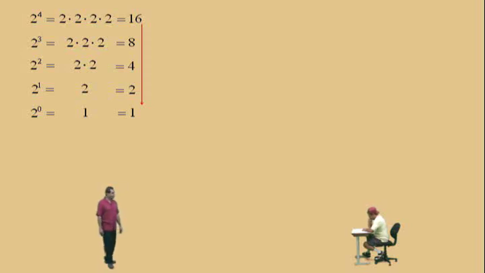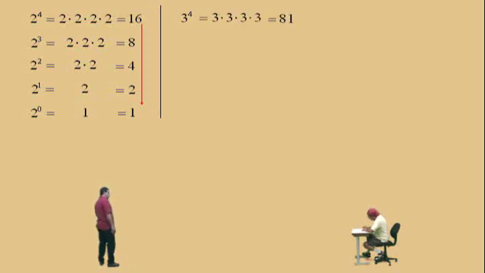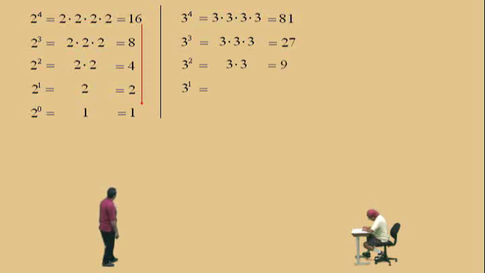Let's try it with another base. Let's try it with a 3 now. 3 to the 4th means 3 times 3 times 3 times 3, which is 81. 3 cubed means 3 times 3 times 3, which is 27. 3 squared is 3 times 3, which is 9. 3 to the 1st power is just 3. Now again, what is 3 to the 0? If we look at our pattern, we have 81, 27, 9, and 3.